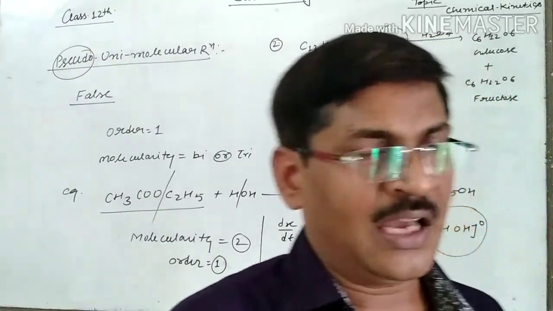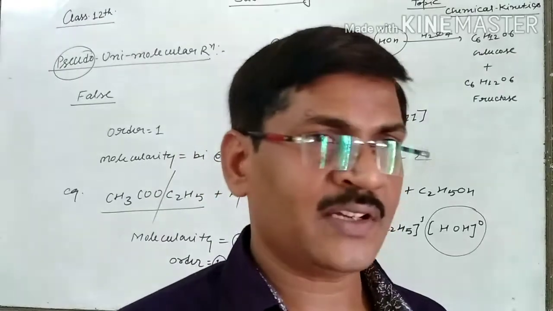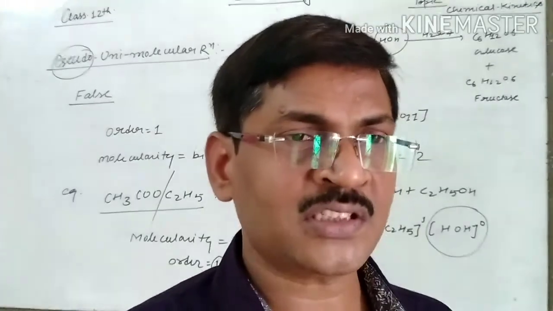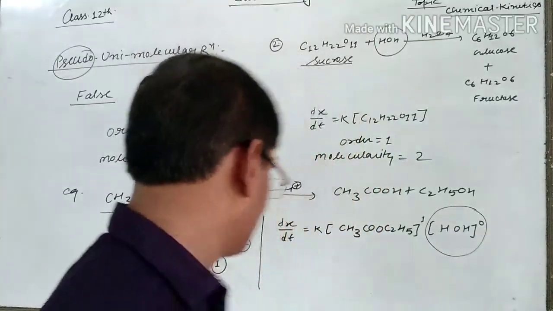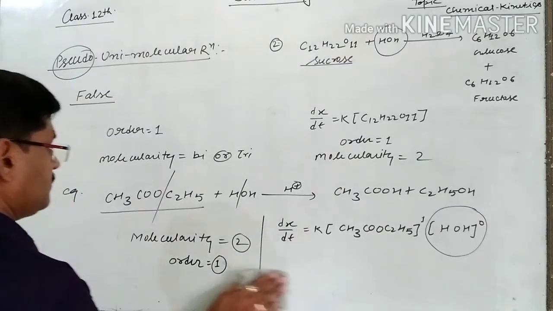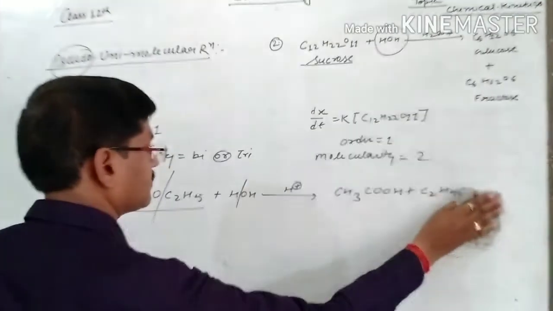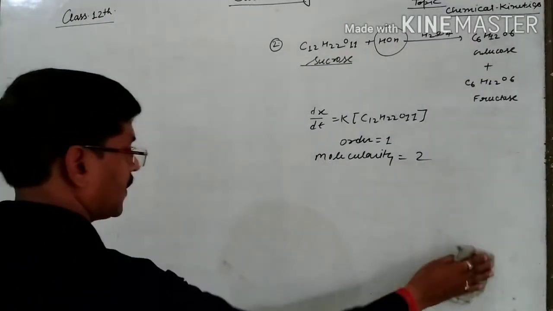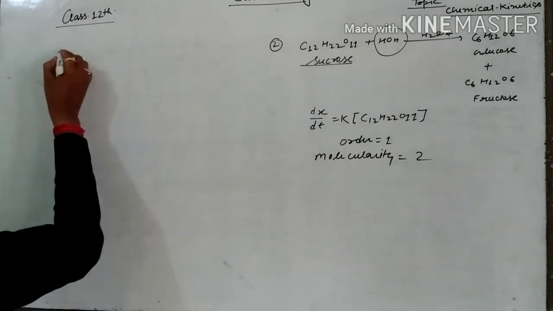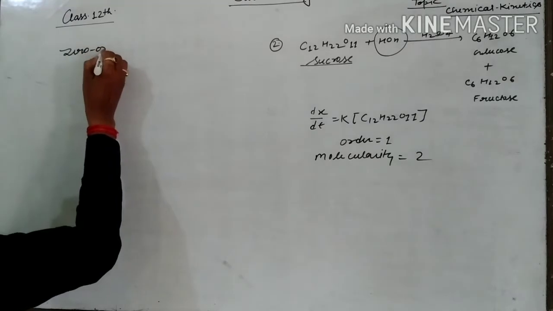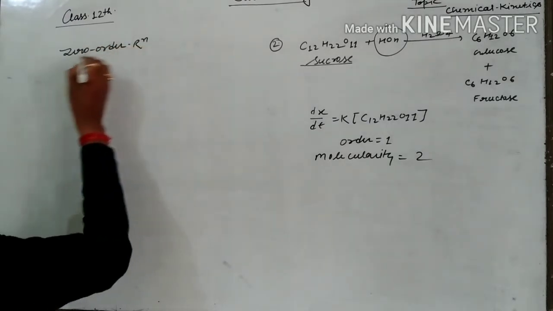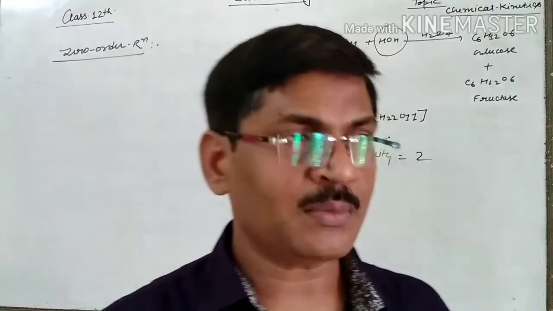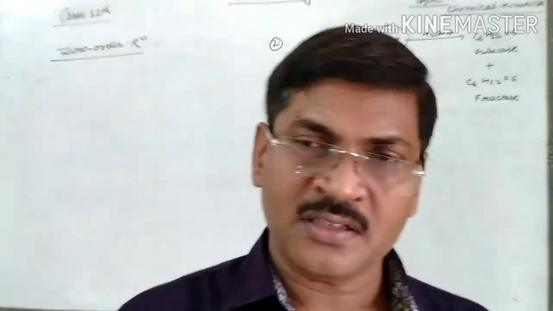In this way, I have completed this. After that, if a reaction is given, then its order will be 0, 1, 2, 3 and so on. So first of all, I have to discuss the zero order reaction. Zero order reaction.